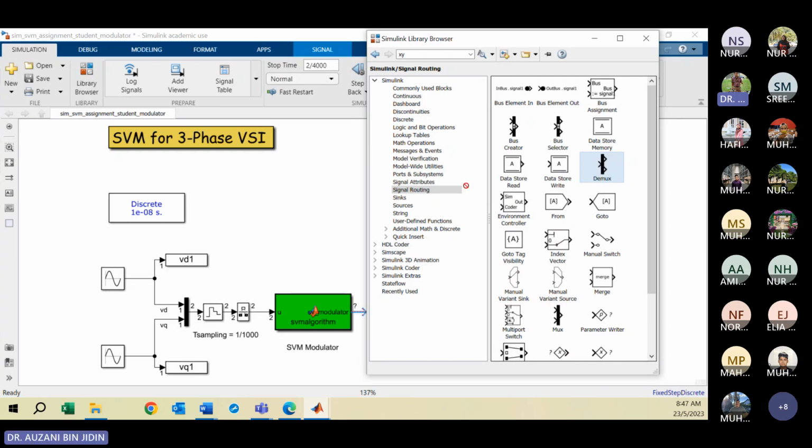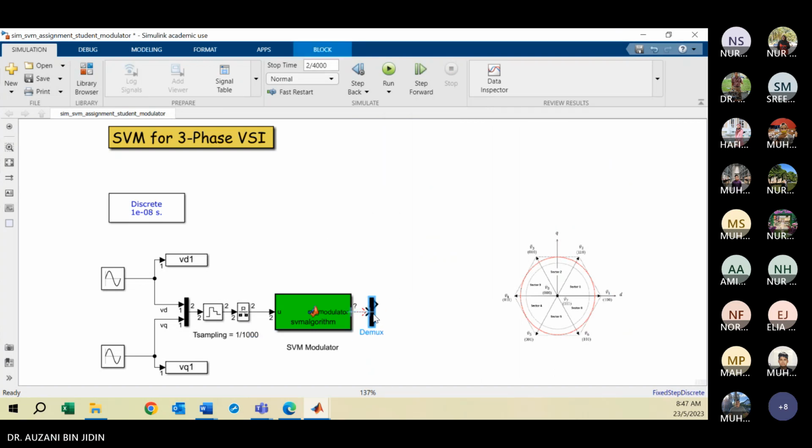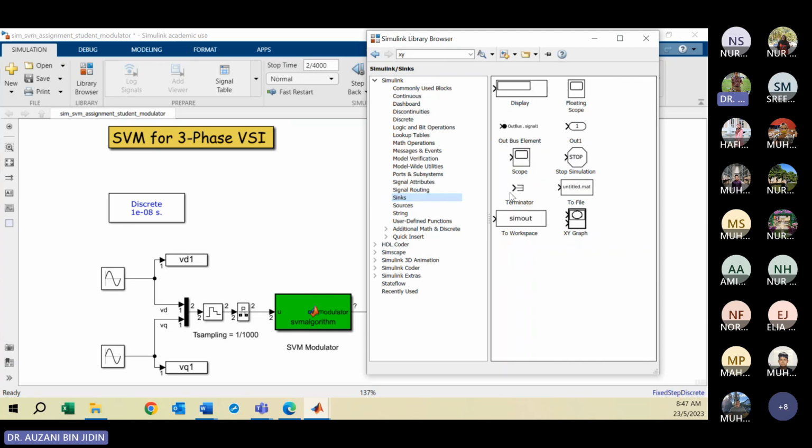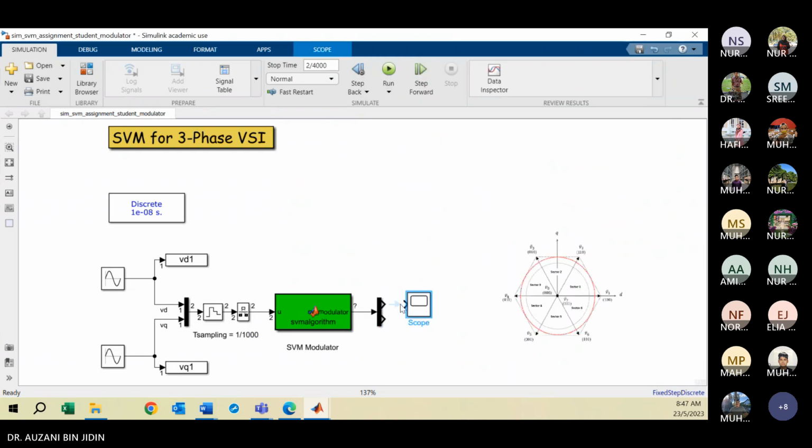Okay, so you take out this block and go to here. Then you can observe the waveform. Take out the scope. Scope for magnitude, and here for the angle. Okay, try to run the simulation. Is it okay? I'm afraid it can't run.